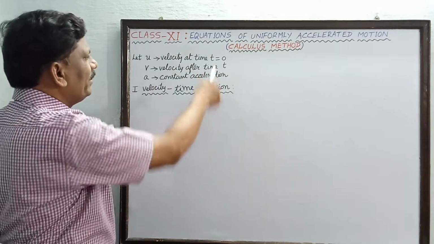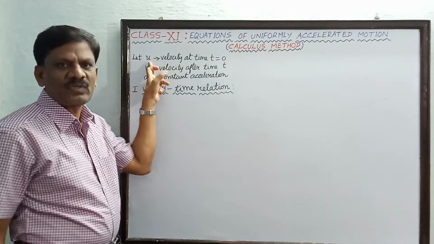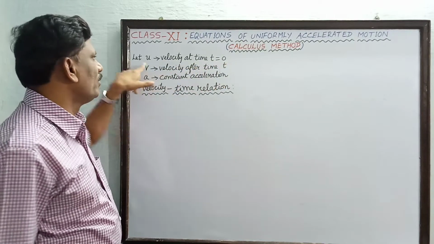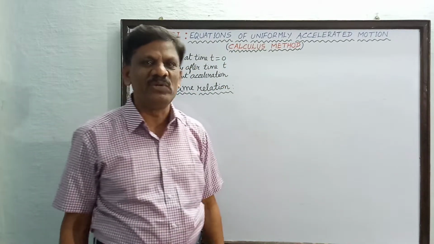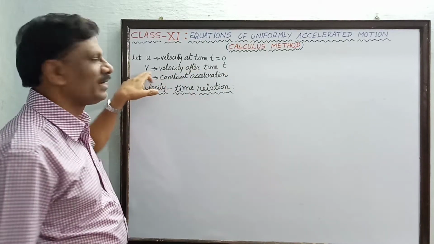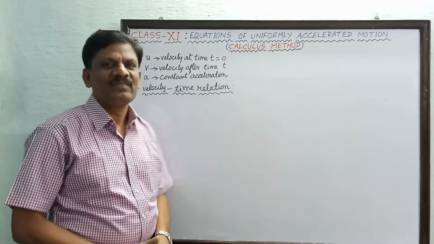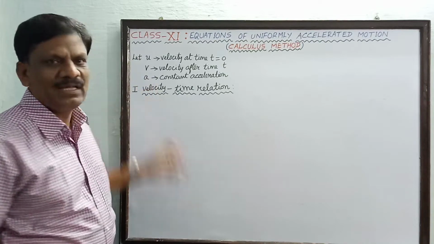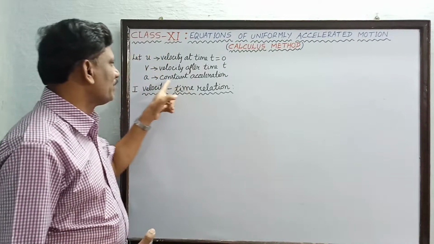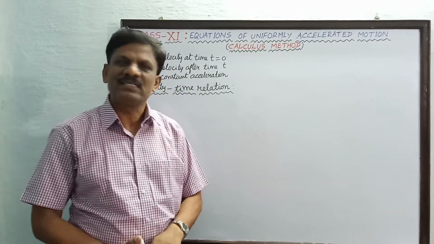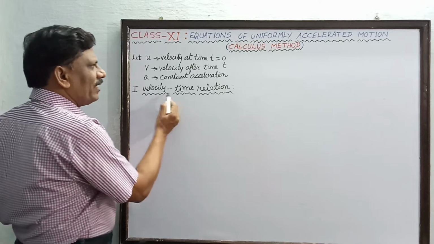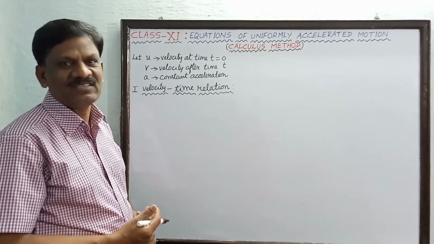Before deriving these equations, let us assume that the initial velocity of the body at the time t equal to 0 is represented by small u, and the final velocity after a time t is represented by small v, and let a be the uniform acceleration, which is a constant. So I can also represent a as a constant acceleration. Now first we will derive the velocity versus time relation.